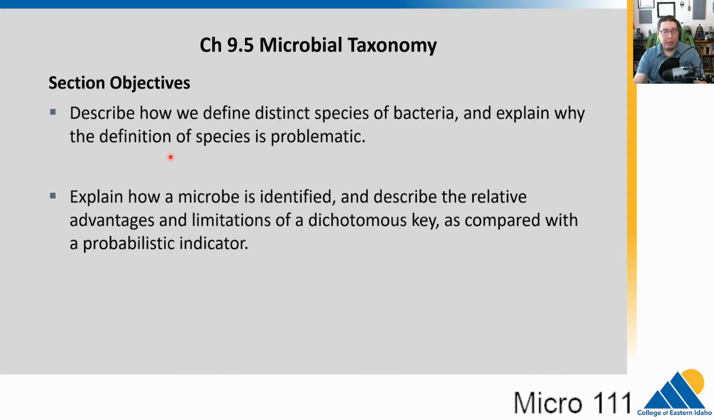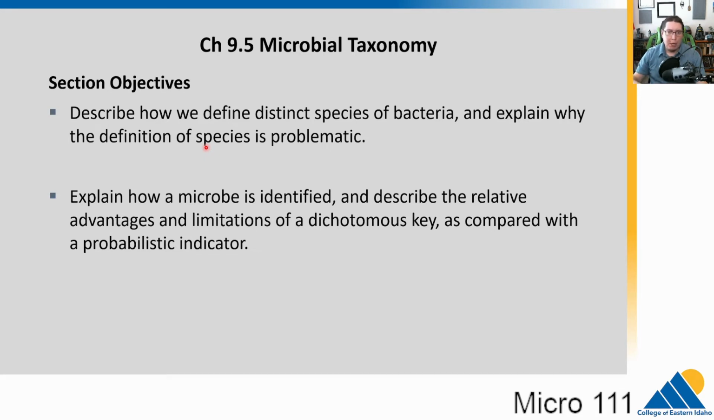All right, to finish this chapter, we've talked about evolution, we've talked about mechanisms of creating genetic variability. We're now going to talk about how we describe the vast diversity of microbes that we have out there. This is a complicated topic. How do you define what is a species of bacteria? And what are the problems with doing that? We will talk a little bit about that, but we won't get into it too deep.